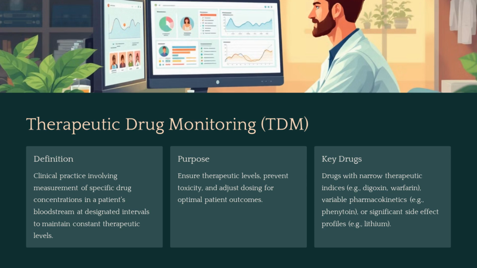penicillin. Therapeutic drug monitoring, TDM, involves measuring drug concentrations in a patient's blood at designated intervals to maintain therapeutic levels. It ensures optimal dosing for patient outcomes, especially for drugs with narrow therapeutic indices or significant pharmacokinetic variability.